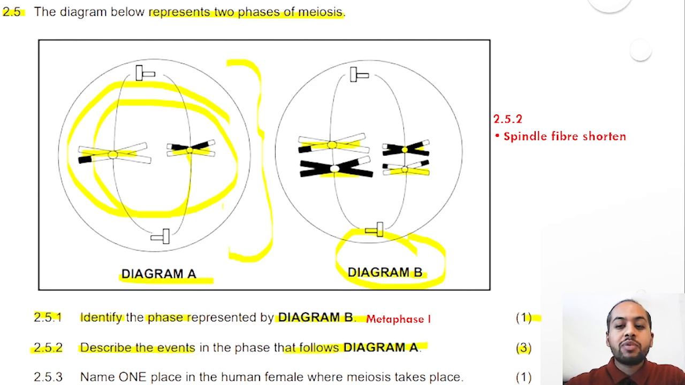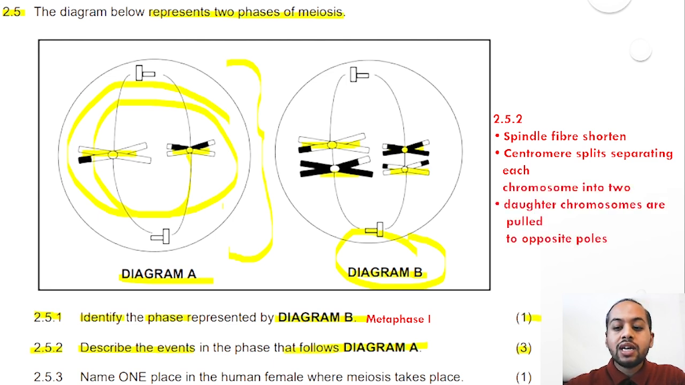So for 2.5.2, your spindle fibers are going to shorten, your centromeres are going to split, separating each chromosome into 2. Daughter chromosomes are pulled to opposite poles. So you'll have chromatids moving to the opposite poles in anaphase 2. 3 points for 3 marks, question 2.5.2.